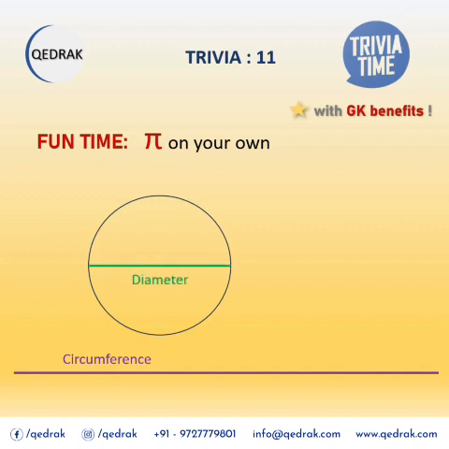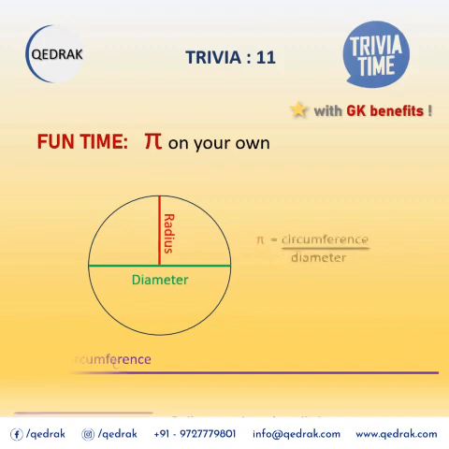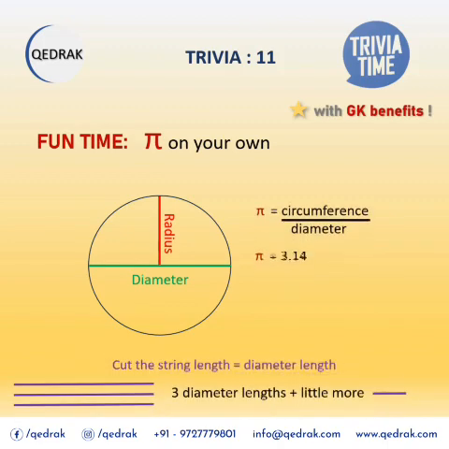Next, measure the diameter of the circle, which is the length from any point on the circle straight through its center to another point on the opposite side. The diameter is twice the radius, which is the length from any point on the circle to its center. If you divide the circumference of the circle by the diameter, you will get approximately 3.14, which is pi, no matter what size of the circle you draw.